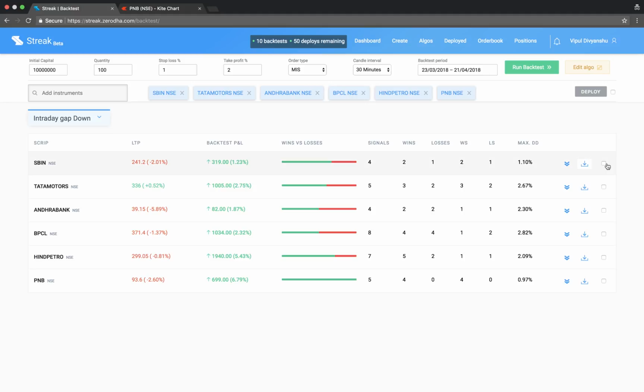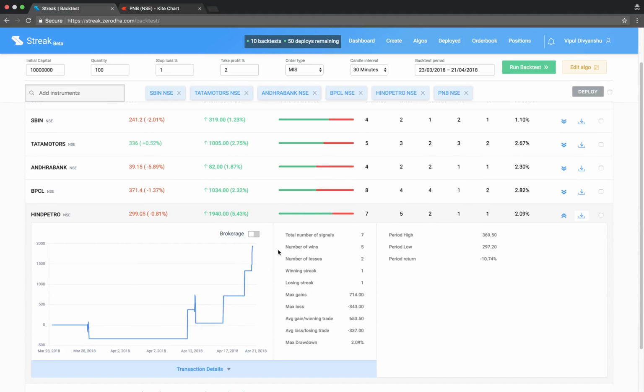The backtest results show the performance of each script on this algo. You can account for the brokerage in your P&L by turning on the brokerage button. The brokerage charges applied here does not include stamp duty and DP charges.